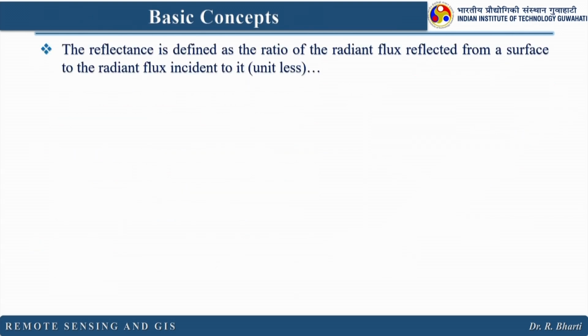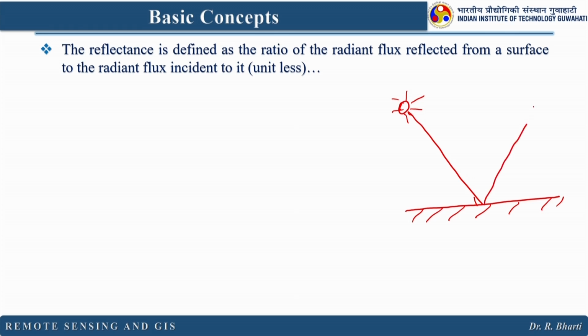Now next, reflectance is defined as the ratio of the radiant flux reflected from a surface to the radiant flux incident on it, and it is unitless. Now I will draw some figure to understand. This is your surface, this is your source, right. Now your sun is illuminating this surface, which is getting reflected, and your sensor is here. In this case we are assuming there is no atmosphere. So whatever energy is coming from our source to the target, the target is here. So this is called irradiance.